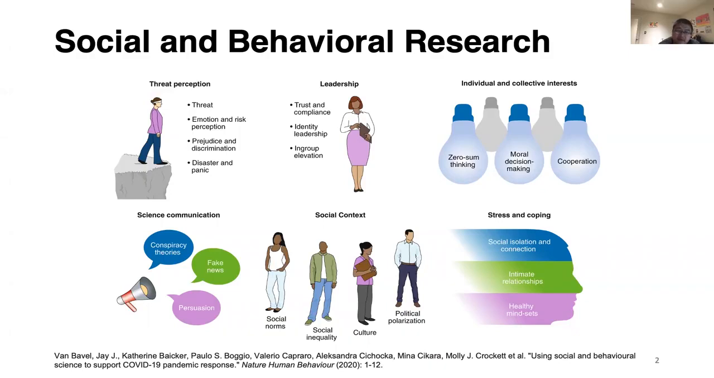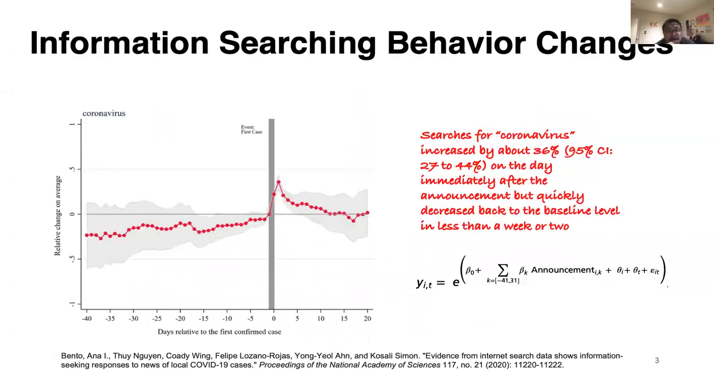This is a study published in PNAS, where the authors are trying to study the change of information searching behavior before and after the announcement of the first case in the U.S. In the figure, the vertical bar is the time when the first case was announced, and from the model that is shown here.